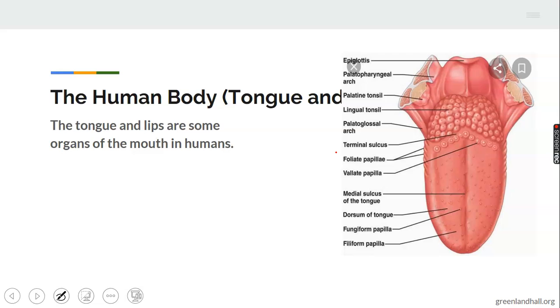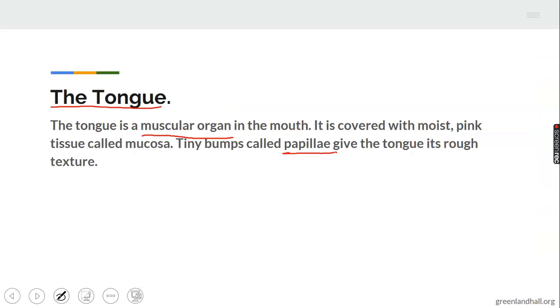You can see from the picture that the tongue is not smooth. It is rough. If you check your tongue in the mirror, you can pause this video to quickly check, then resume again. You are going to see that the surface of your tongue is not smooth. It is rough. The tiny bumps are called papillae. They are what make the tongue have that rough texture.